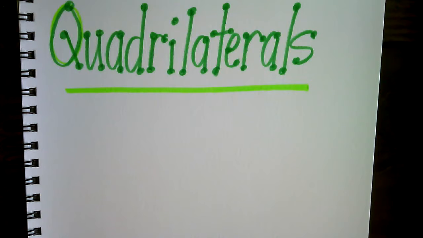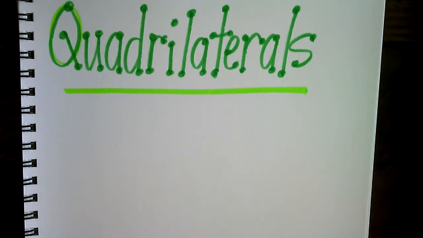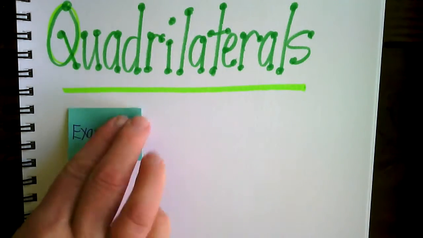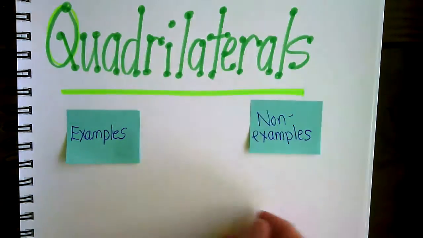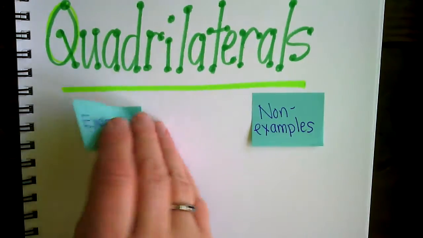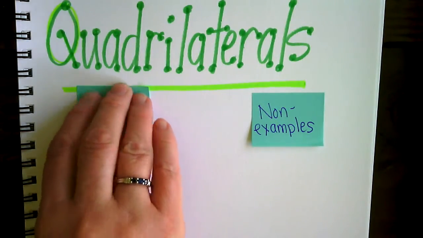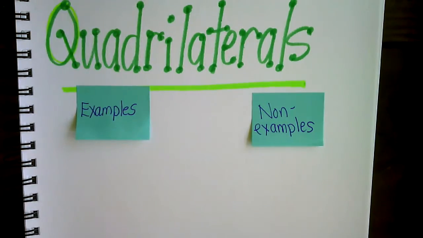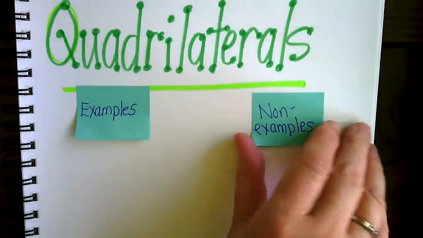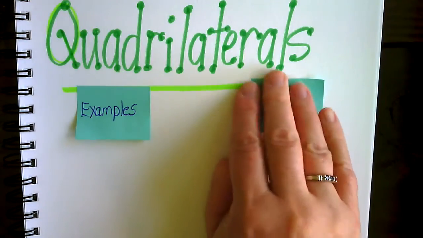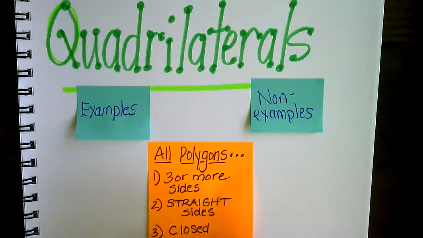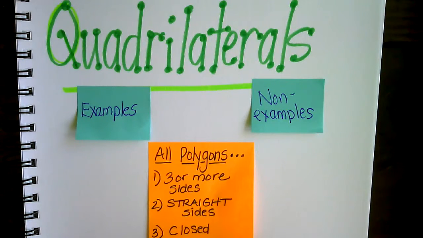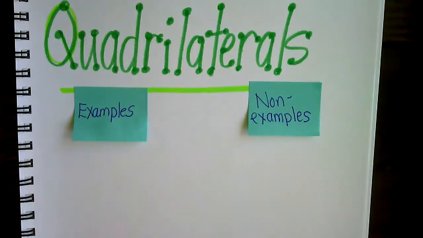The easiest way to talk about quadrilaterals is to show you some examples and then show you some non-examples. And then you can decide what makes a quadrilateral a quadrilateral. I will get you started by reminding you that a quadrilateral is a type of polygon. And if you remember from yesterday, all polygons have 3 or more sides, the sides are straight, and it's a closed shape. All right, so let's go ahead.